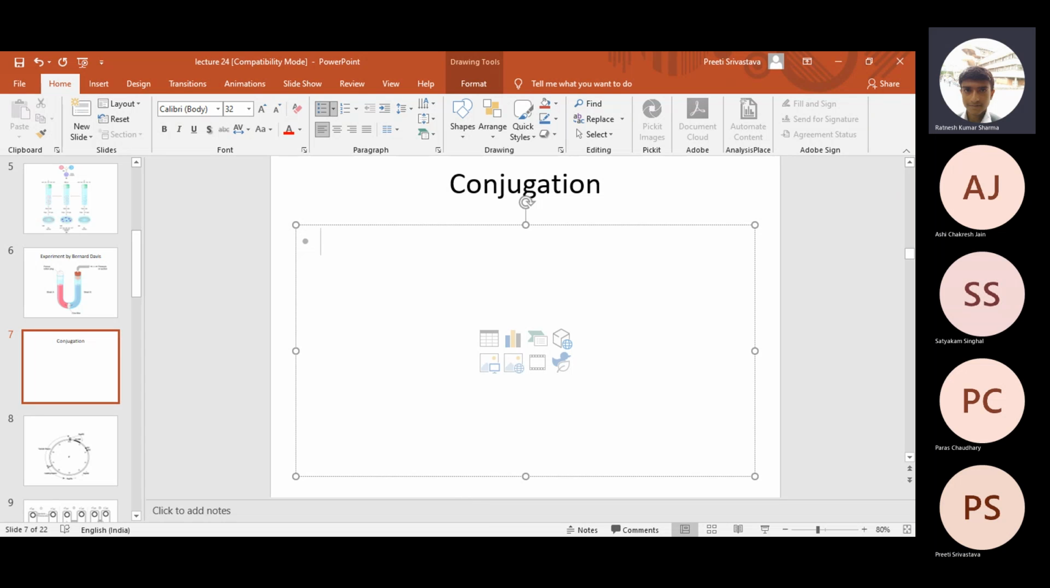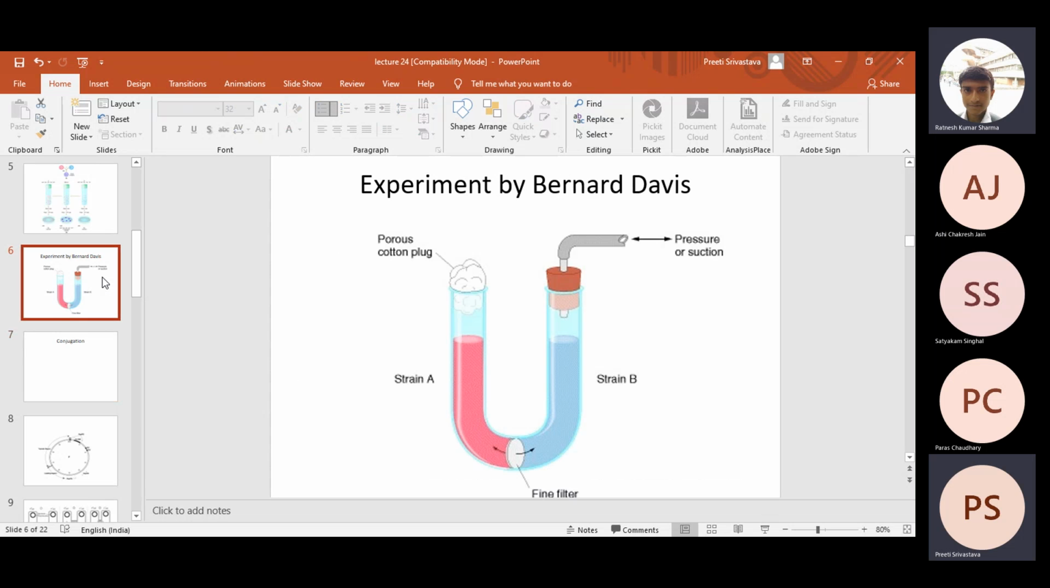When there is this plasmid in one cell, and it comes into contact with another cell which doesn't have it, it forms a pili, and then the transfer happens through that. Okay, and do you remember the experiment by Bernard Davis?